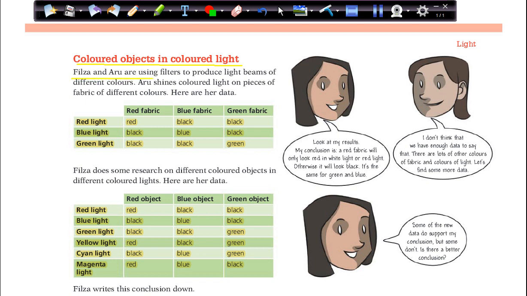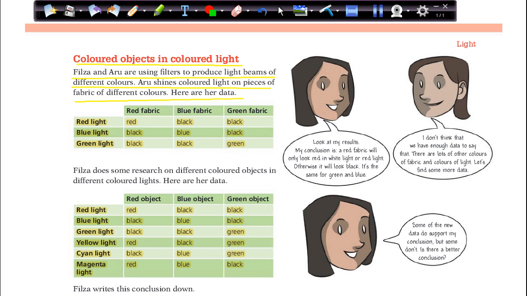Filza and Aru are using filters to produce light beams of different colors. Aru shines a colored light on pieces of fabric of different colors. Here are her data. They are using filters to produce different colored light, or different colored beams. So they have to take different colored fabric and shine this colored beam on it and see the result.